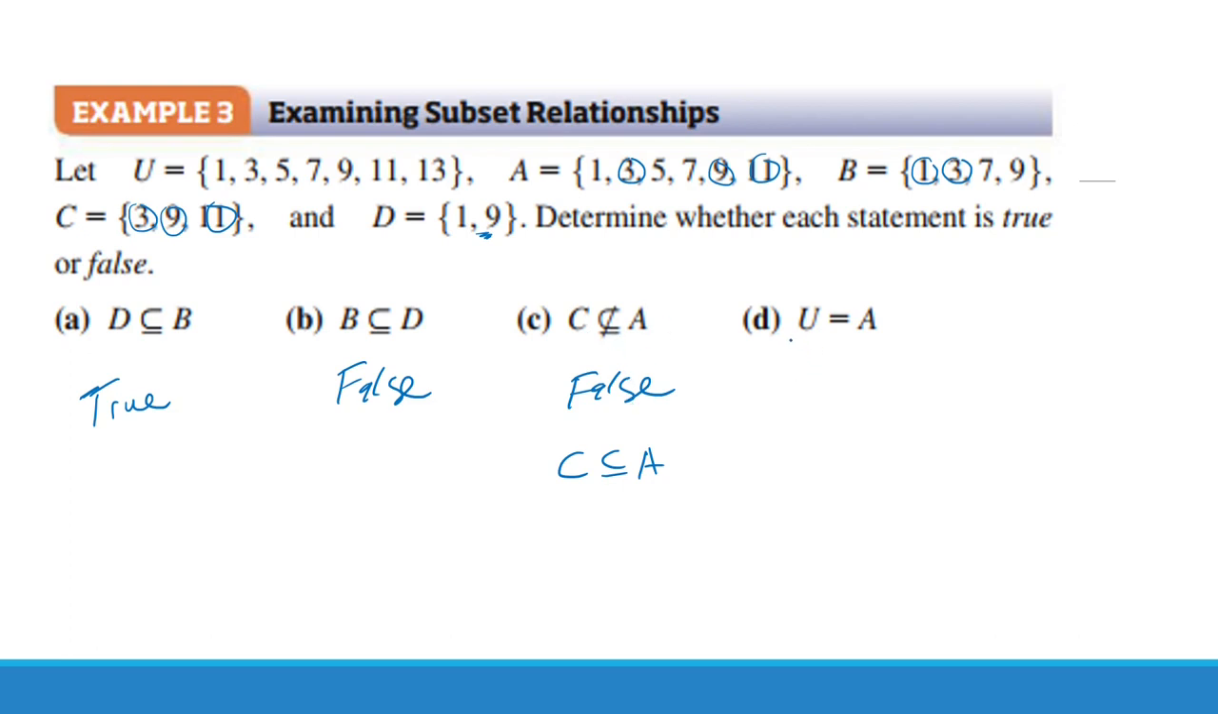Part D, the universal set is equal to A. If I look at the universal set, we have all of the numbers here except 13. 13 is not in the set A, so the universal set is not equal to A. This is a false statement.